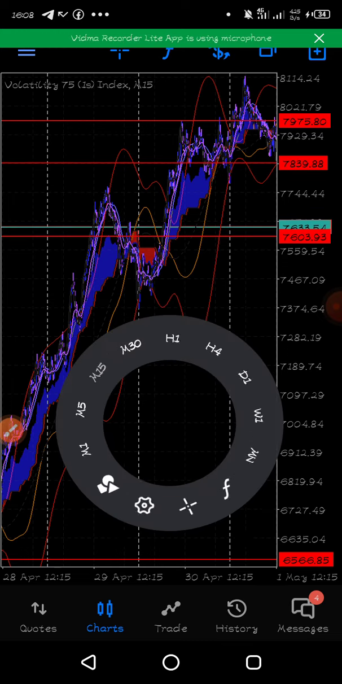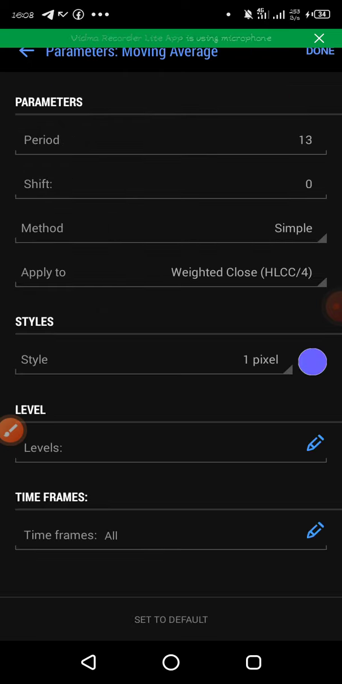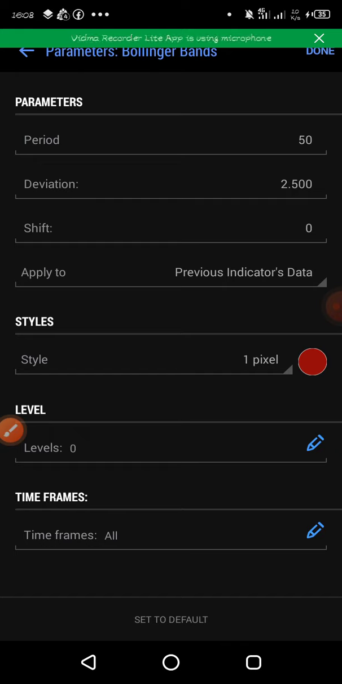So let me quickly show you the settings for this. I'm not hiding this from anyone. We all have to be profitable together. Now, this is the first one, 13, simple, and use the color of your choice. The second one is 13, but shift at 30, also simple. Use the color of your choice for that. Then the next one is Bollinger Bands, 50 periods, then 2.5, that's the deviation. Then apply to previous indicator. Use the color of your choice.